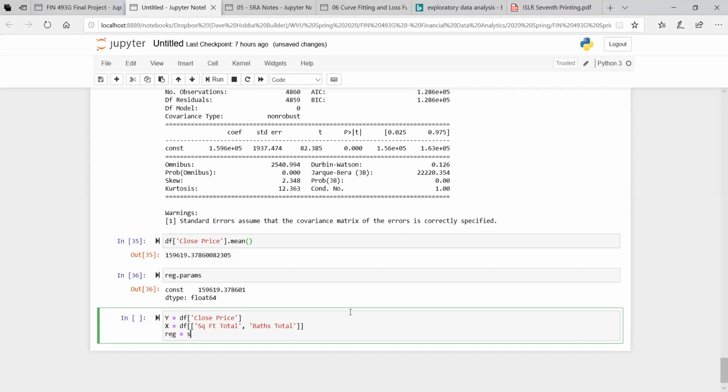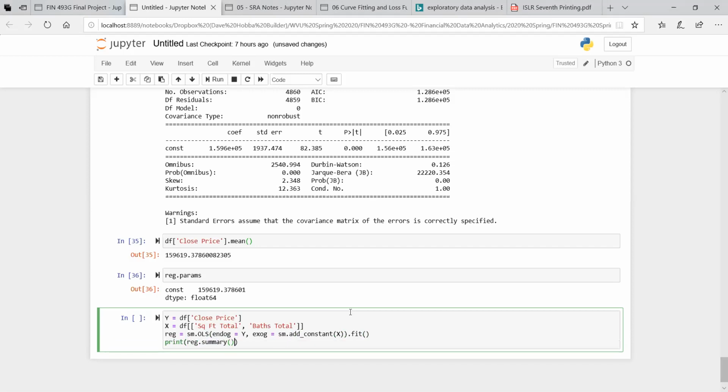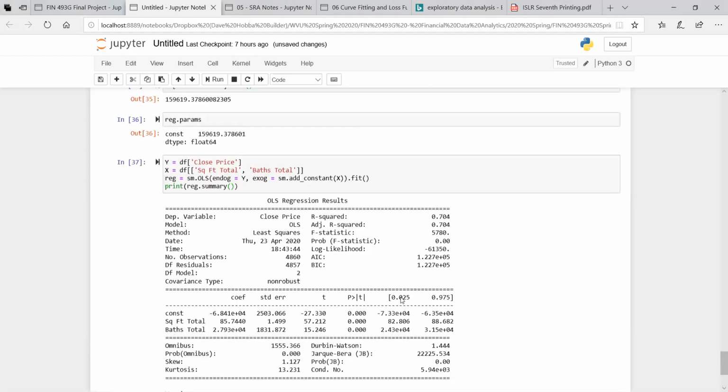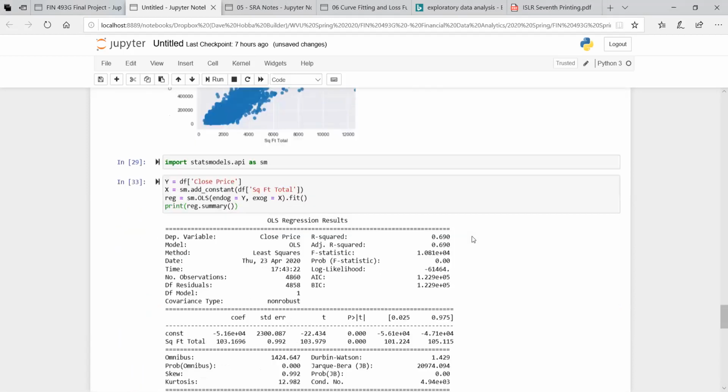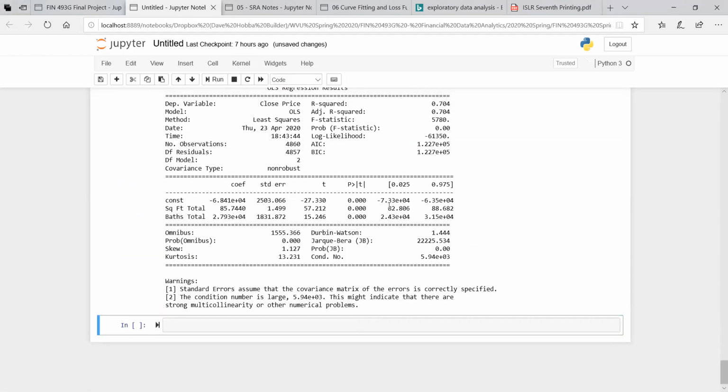Reg will be equal to statsmodels dot OLS. Our endog is going to be Y. X, our exog, is going to be X, but we have to add a constant. You can't forget to do that. We're going to fit, and we'll print our regression summary. So here, this model is a little bit of a better fit than one of the previous ones. So now we have 2 explanatory variables.